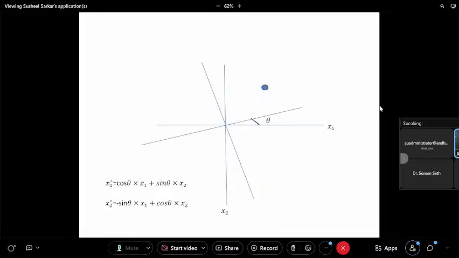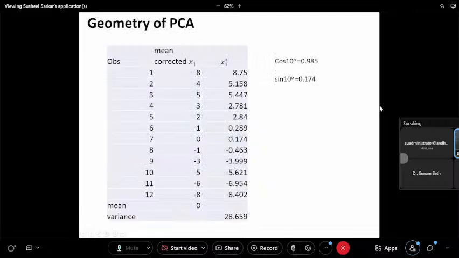This is the rotation. This is the axis. If we rotate by theta, earlier it was x1 here and this was x2. If I rotate, my new x1 will be cos theta x1 plus sine theta x2, and my new x2 will be sine theta x1 plus cos theta x2. Now if we rotate it by 10 degrees, my new x1 will be 8.75, and my new x2 will be 5 point something. The variance, earlier 23.09, has become 28.66.